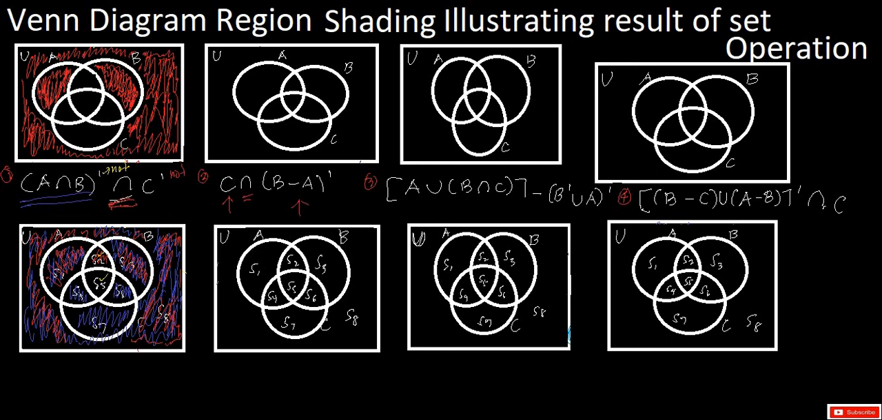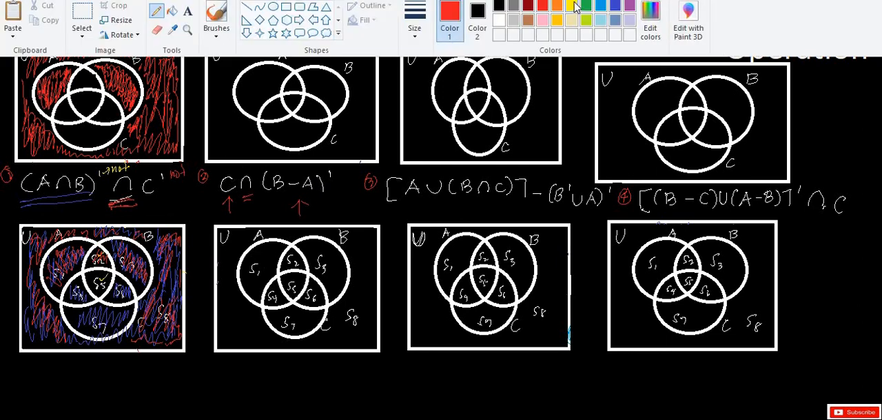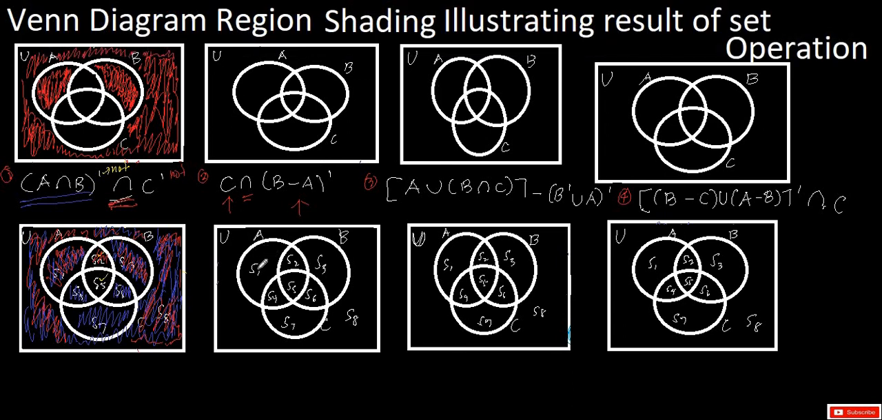So we will use yellow color in shading all the regions of set C. Okay, so all the regions of set C are S sub 4, S sub 5, S sub 6, and S sub 7.